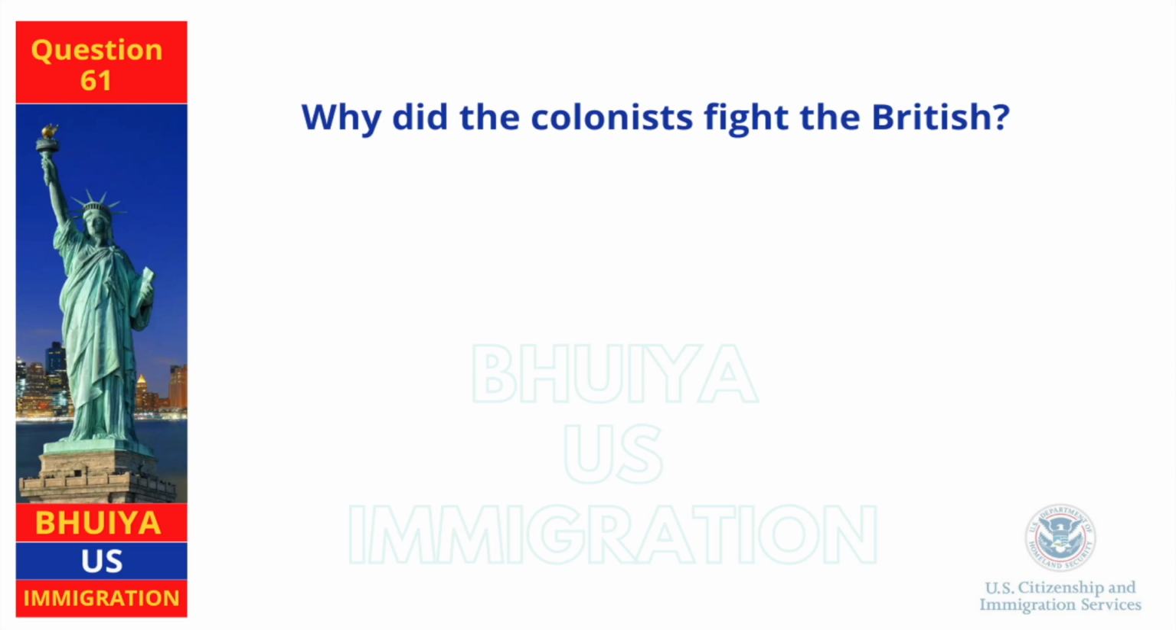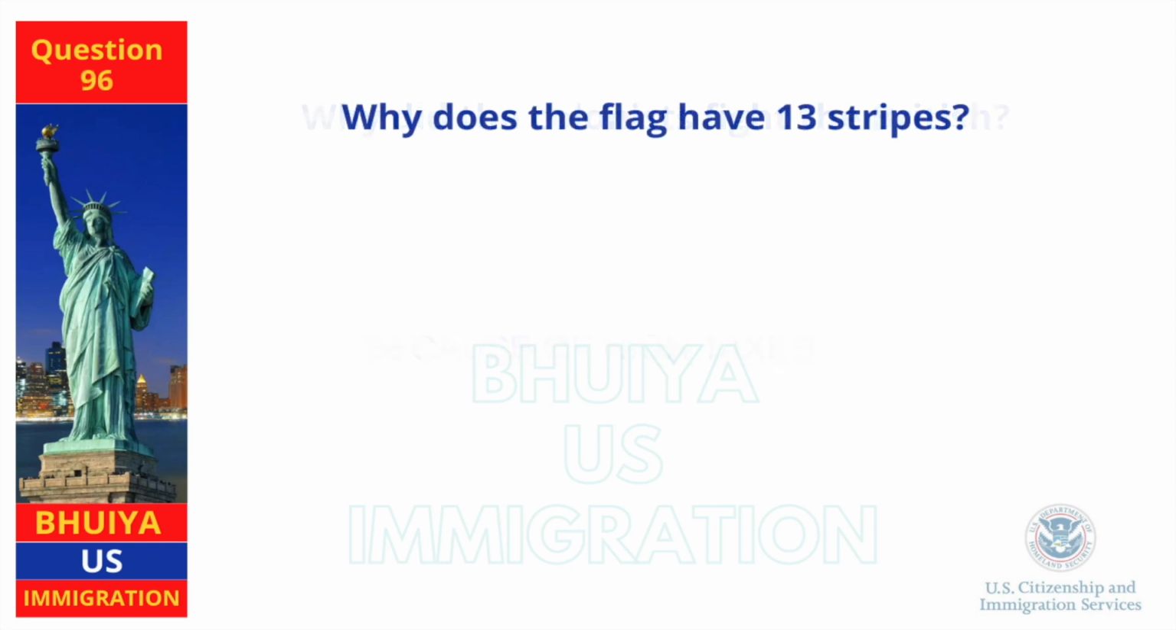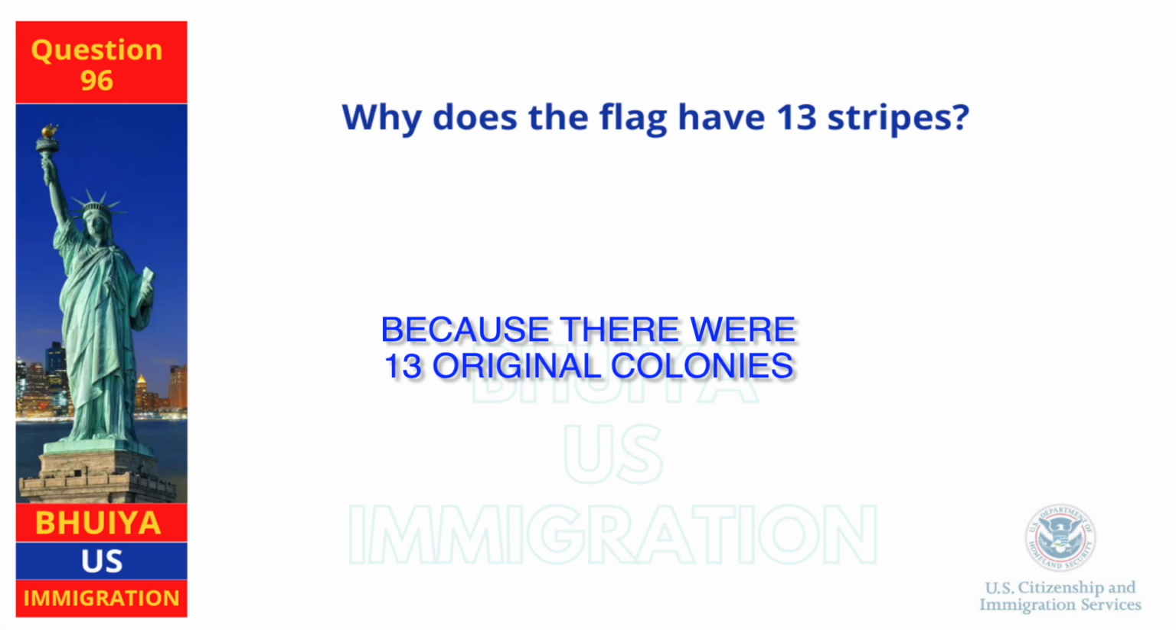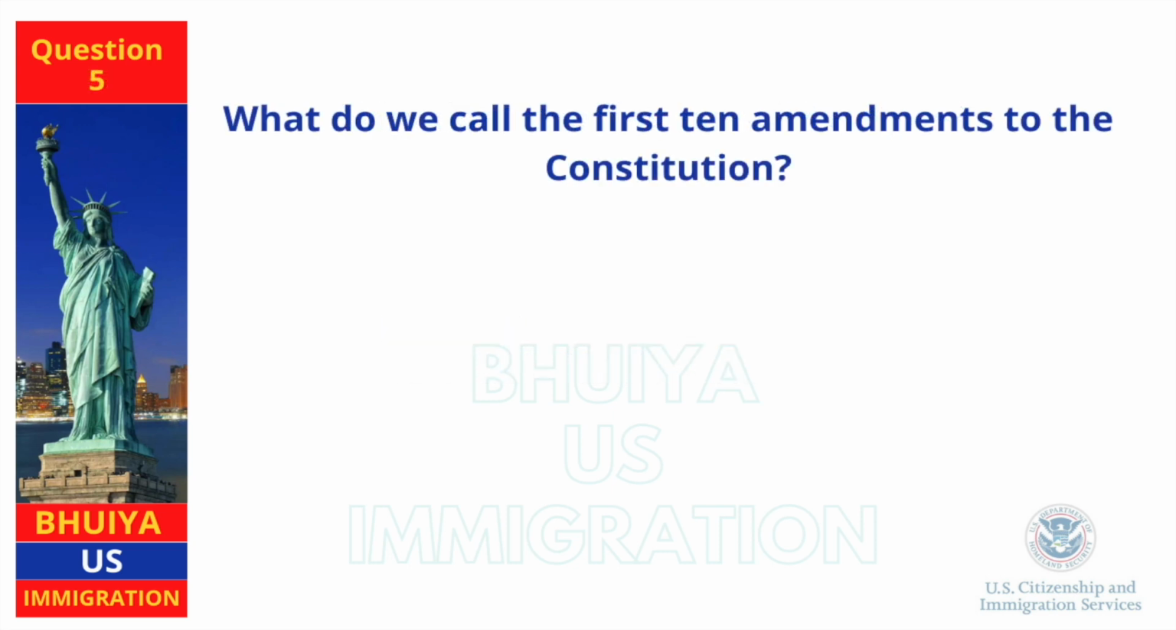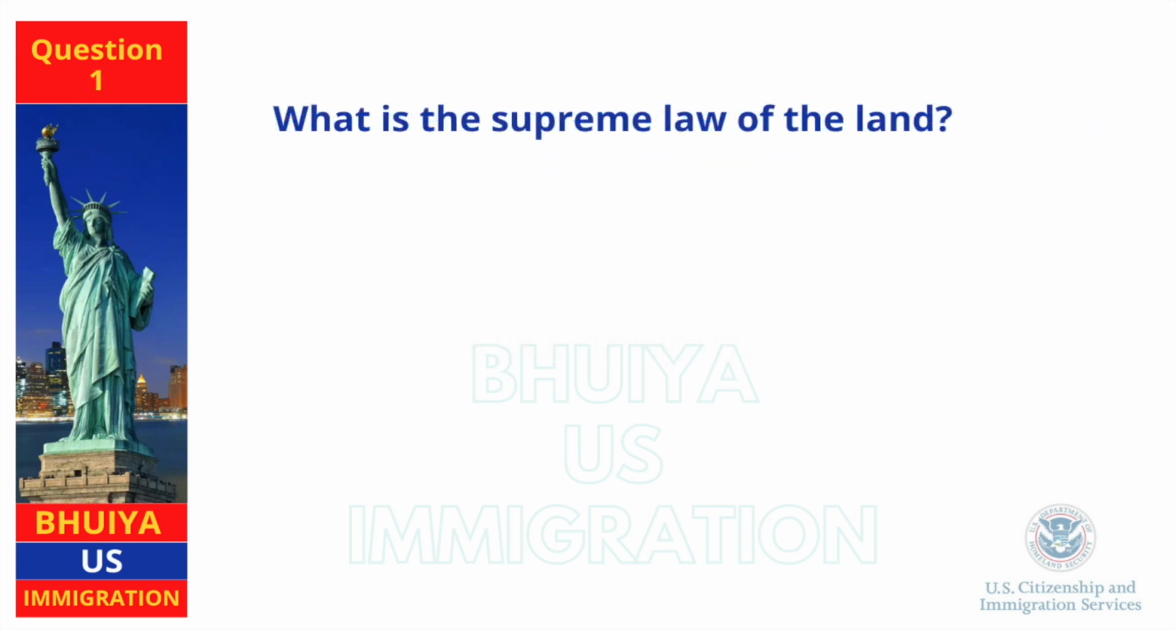Why did the colonists fight the British? Because of high taxes. Why does the flag have 13 stripes? Because there were 13 original colonies. What do we call the first 10 amendments to the Constitution? The Bill of Rights. What is the supreme law of the land? The Constitution.